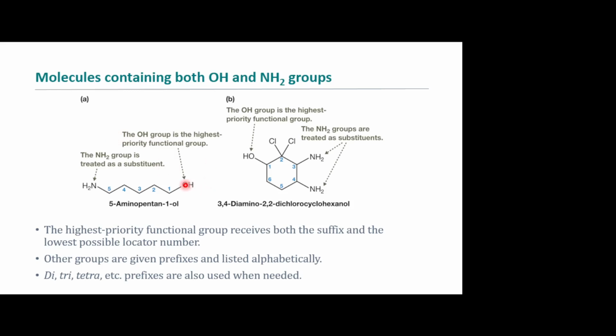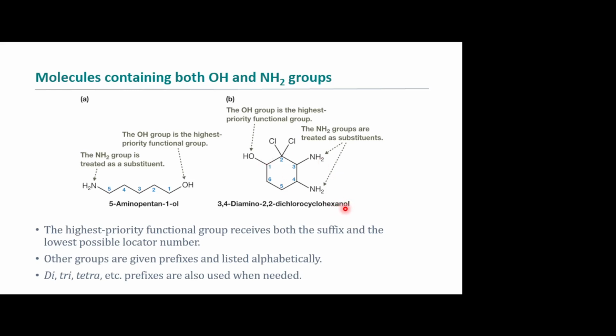This right here is going to be the one with your pentane. It has 5 carbons. And then we have the alcohol here. That's 1-ol. That's going to take priority. That's going to have your lowest number. And then you have 5 here, which is going to be the amino. Okay. This is a diamino right here. We have 2 aminos. They're on the 3rd and 4th position. We have 2 chloros. They're on the 2nd position, so 2,2. And then we have the cyclohexanol. Again, it's the 1st position by default.